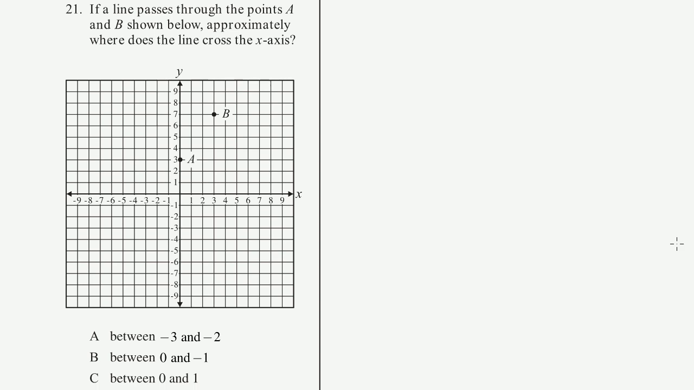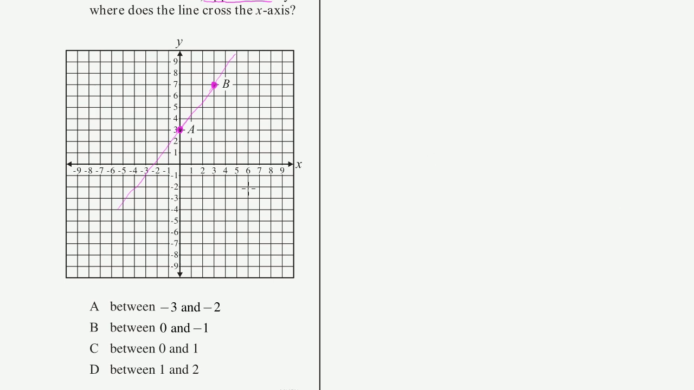Problem 21. If a line passes through the points A and B shown below, so this is A and this is B, approximately where does the line cross the x-axis? Approximately. So they just want us to get a sense. So they're talking about this line. Let me draw it here. This line right there, and I just keep going like that, doing my best to draw it straight. If you had another pencil, you could actually draw it perfectly.